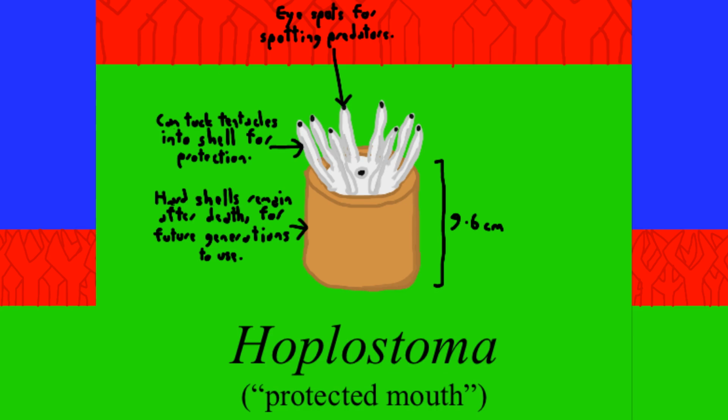As hoplostomes die, they leave behind their hard cast and create reefs of their own. Hoplostomes will use the empty cast of dead hoplostomes if they can't find their own.